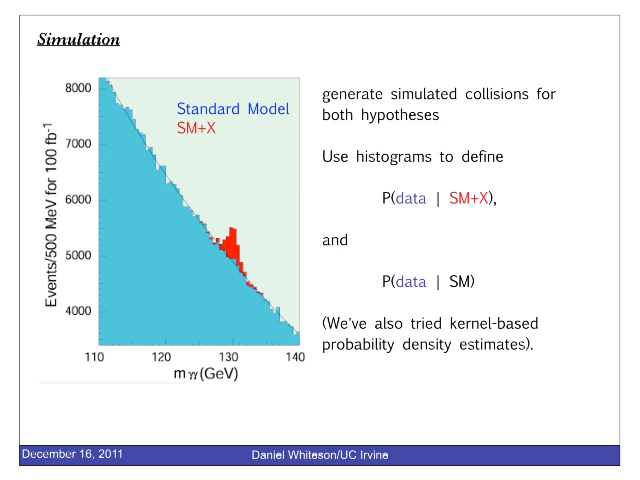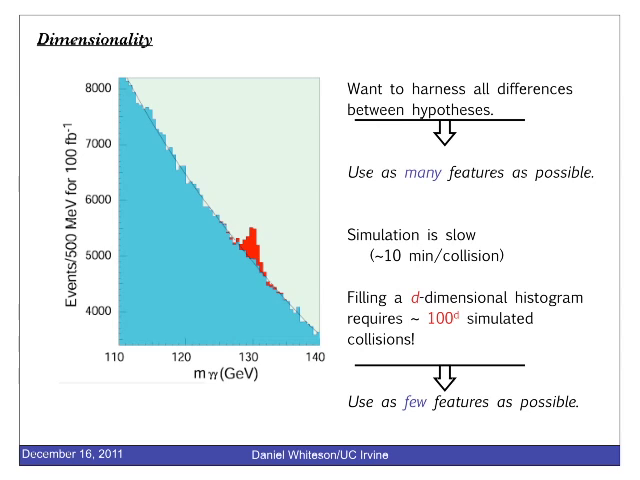All right? So we want to harness all the differences between the hypotheses, right? Maybe there's a difference between the hypotheses, not just in this feature, but in another one. So from that perspective, we want to use as many features as we can. On the other hand, our simulation is painfully slow. It takes 10 minutes to simulate a single collision. So if you need to simulate 1 million collisions, it's a huge amount of time on a large computing cluster. And if you made one mistake in your settings, oh, you got to go back and redo it. It's a huge amount of time.